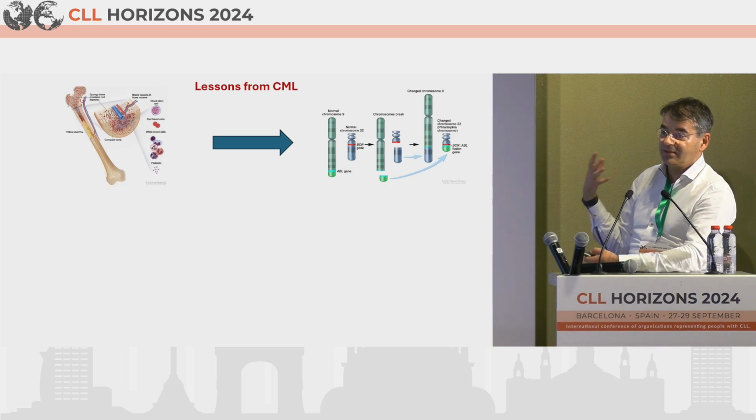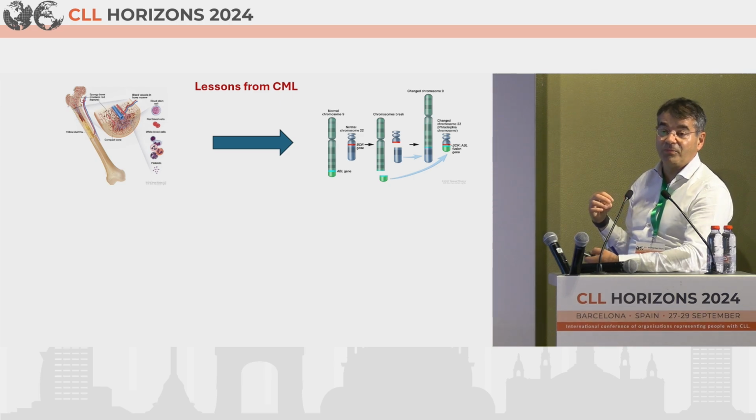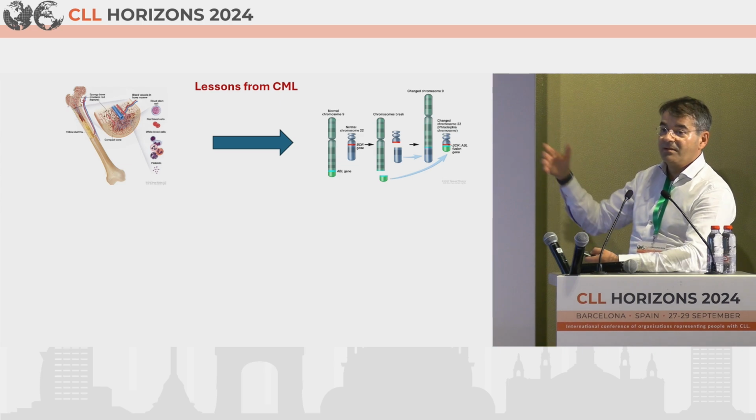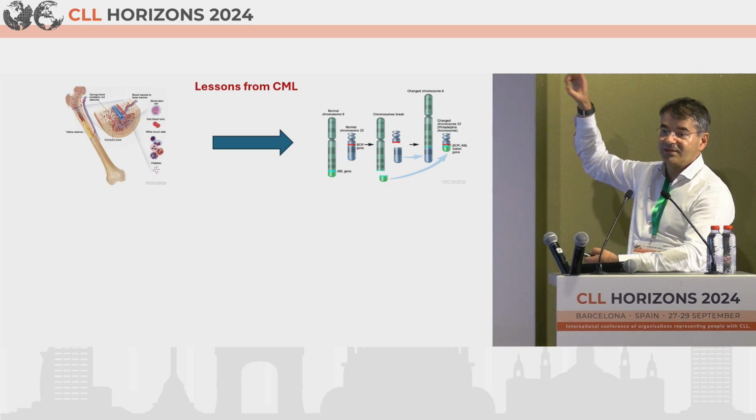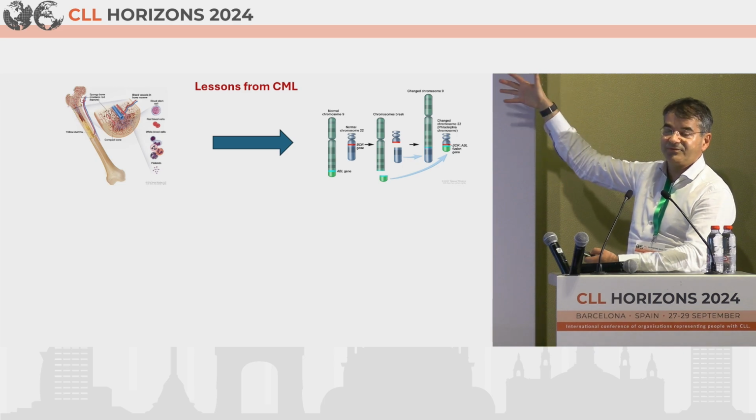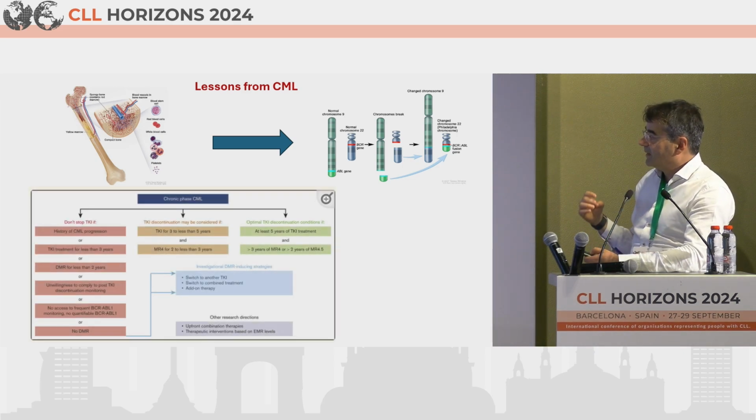And CML is a different disease. The disease is only in one compartment, not in the lymph nodes and the blood and the marrow like CLL, but it all happens in the bone marrow. And the reason it happens is that you have this translocation from one chromosome, right? So the BCR-ABL chromosome, where you have a swap of the parts of the chromosome, and that gives the disease, the BCR-ABL.